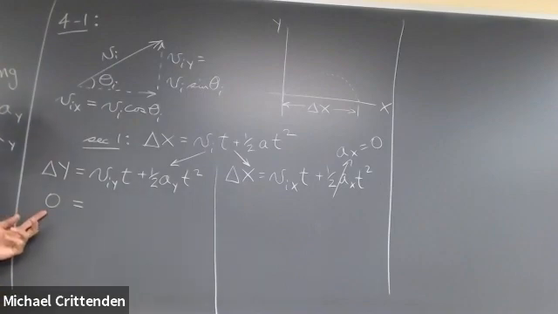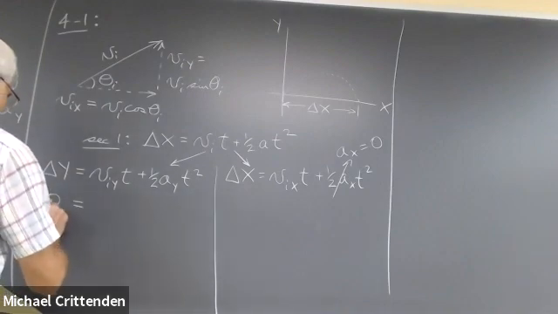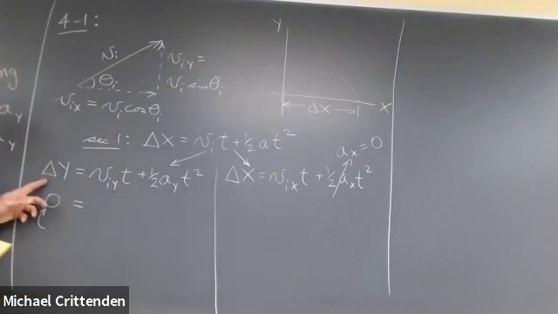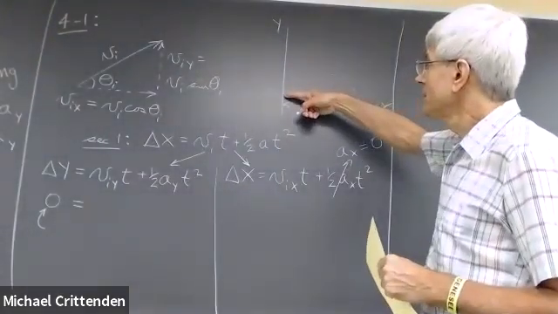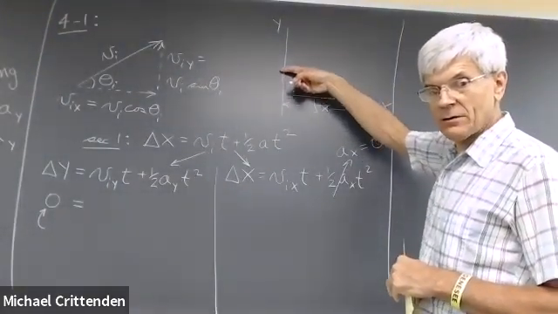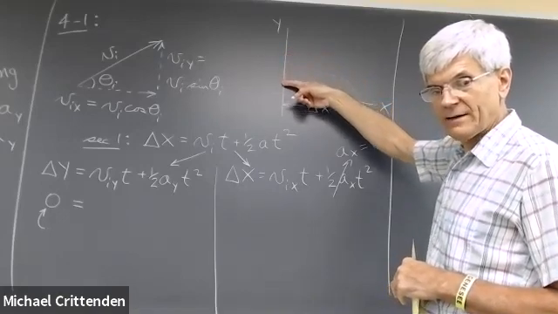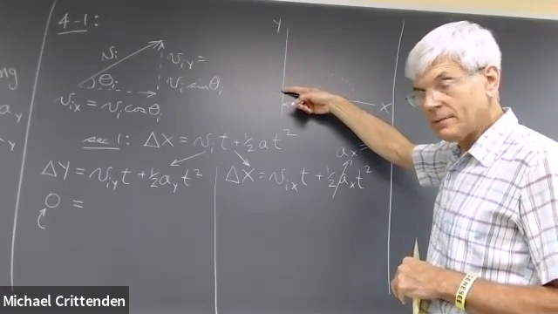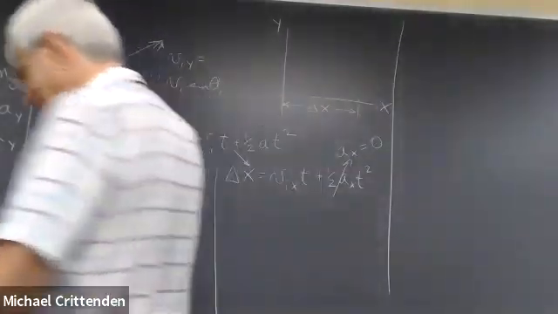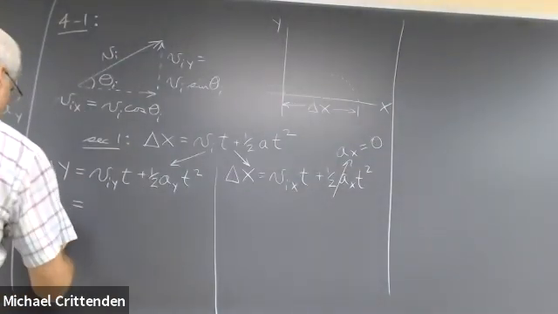This one bothers people fairly often. Delta y equals 0. The reason why, well, delta anything means final minus initial. And y initial is there. The shadow goes up, the shadow comes back down. Y final is right there, okay? So y final equals y initial.